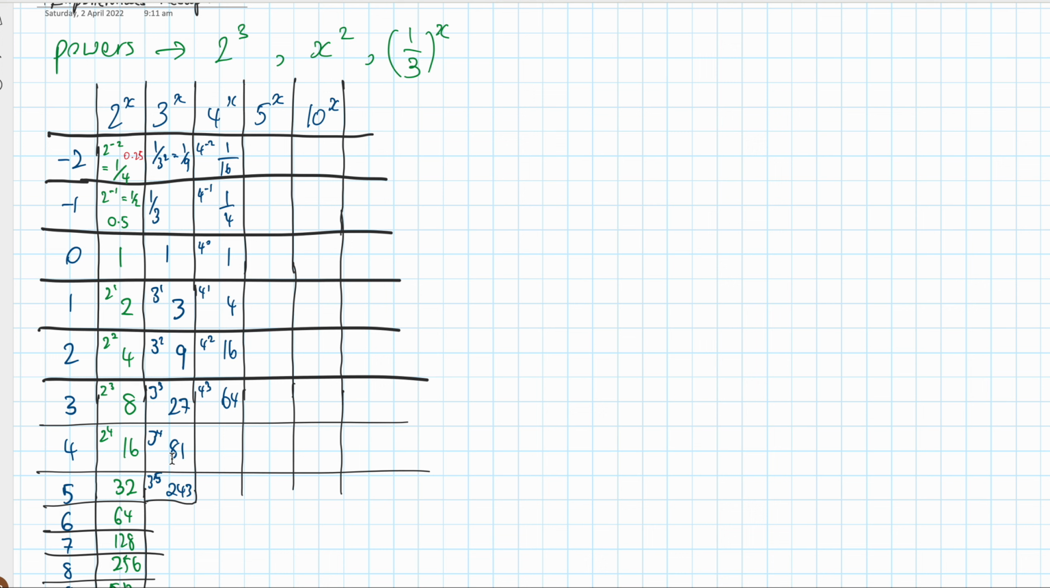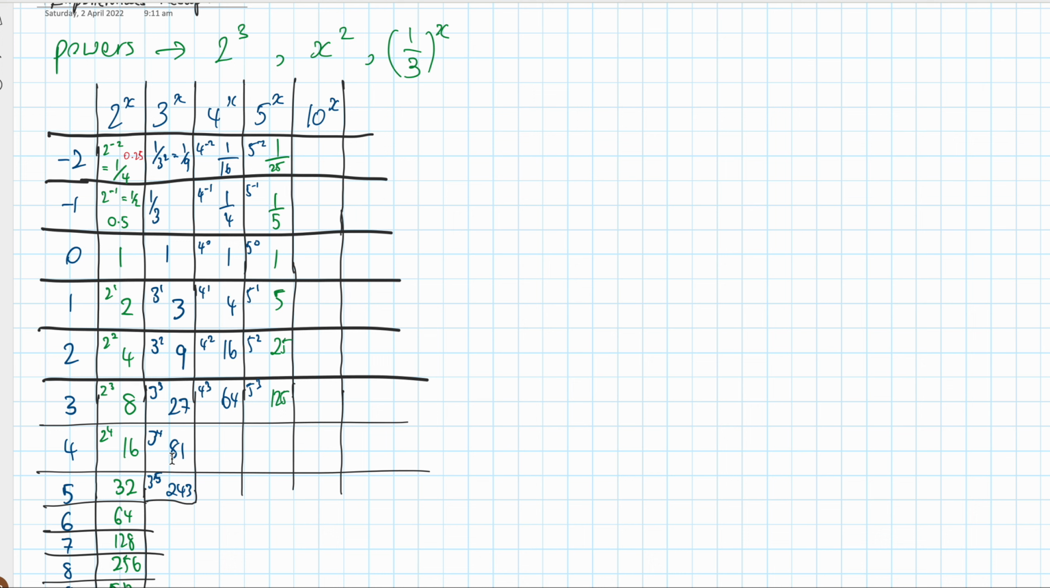Okay, let's do our 5s. So there's 5 to the -2, 5 to the -1, 5 to the 0, 5 to the 1, 5 to the 2, 5 to the 3. And I'll switch to green here to mix things up. 1 on 25, 1 on 5, 1, 5, 25, and 125.